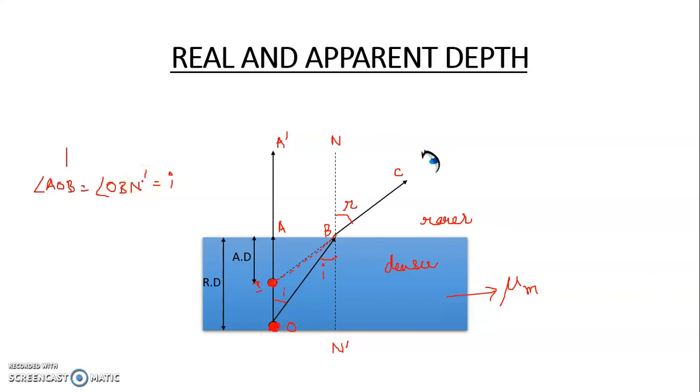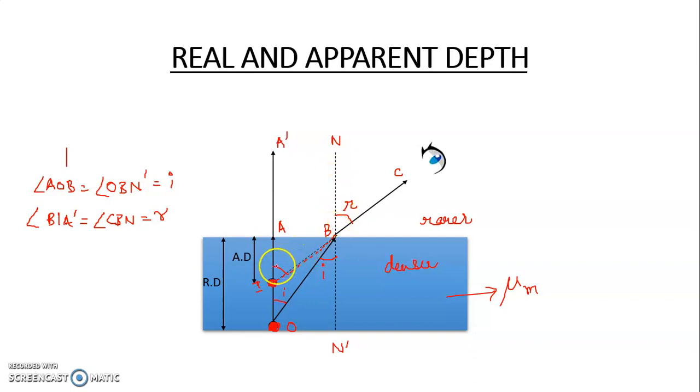Now similarly, you see IA dash and BN are parallel, and IC is a transversal line. So if we again take angle BIA dash, it is equal to angle CBN, which is equal to r. If you map it over here, BIA dash, you can simply write BIA. This angle is equal to angle CBN, which is this.